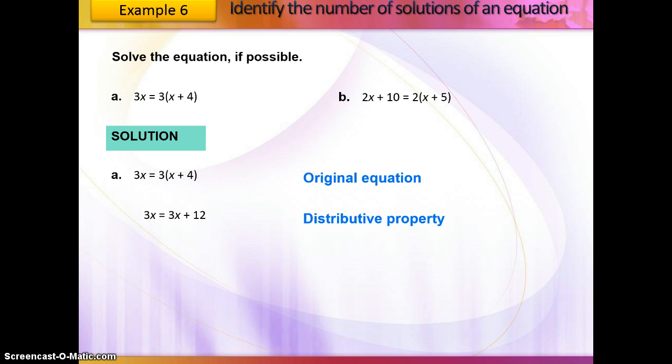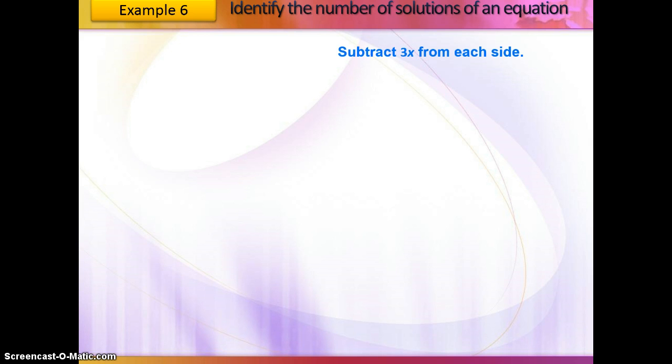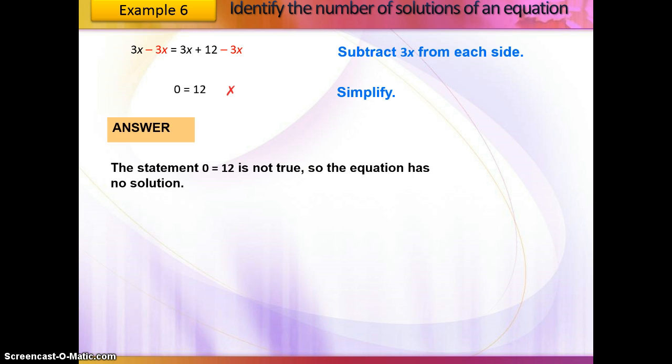This is not true. This equation is not true because the number 3x cannot be equal to 12 more than itself. So the equation has no solution. This can be demonstrated by continuing to solve the equation. I can subtract 3x from both sides. This would give us 0 equals 12, which is untrue. Therefore, this equation has no solution.